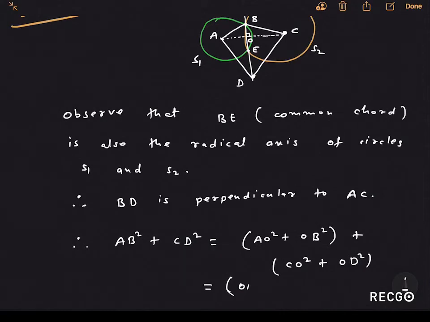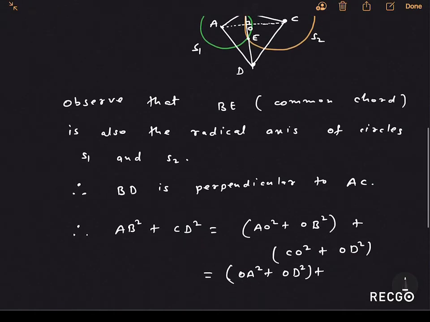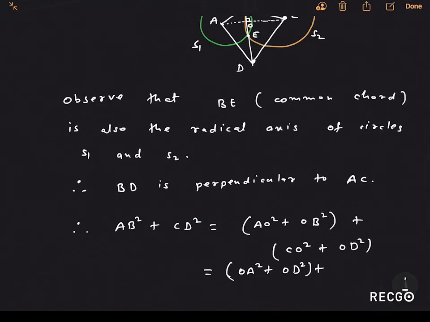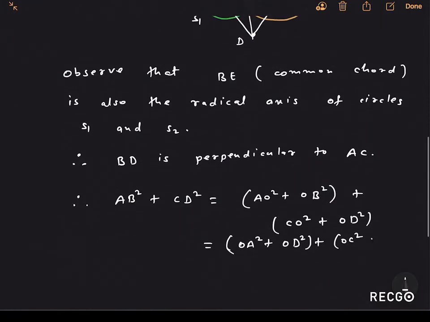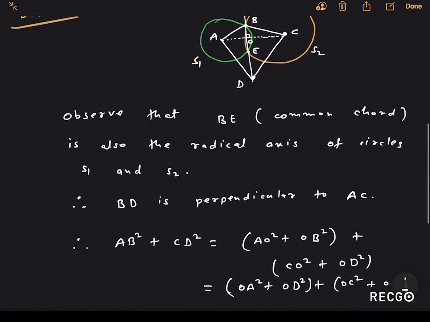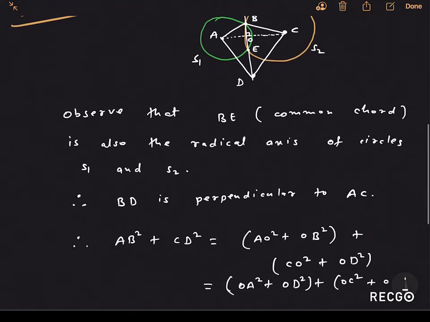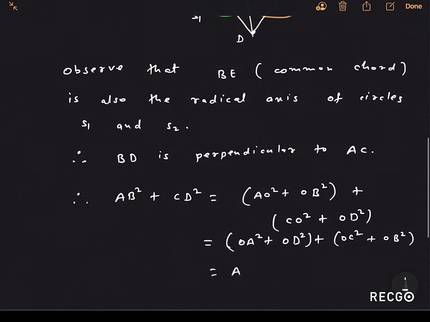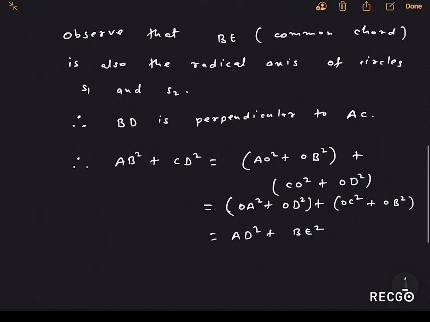So I'm slightly rearranging the terms, and by now it should be very obvious to you. We have AO square plus OD square, and then the remaining two terms are OB square, the one term left from the first bracket, and OC square, so OC square plus OB square. And you can see that the question is now solved, because OA square plus OD square is AD square, and OC square plus OB square is BC square.